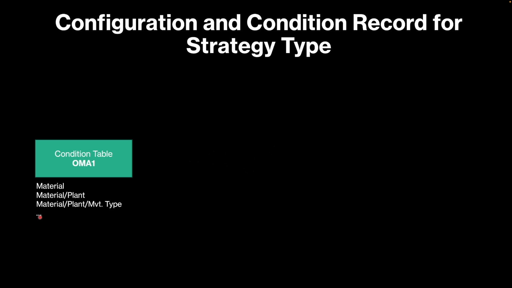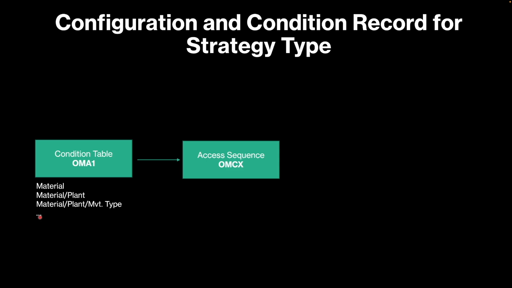Now once you have created this table, then you will create something called an access sequence. This access sequence will tell the system which table is to be called while determining the strategy type. Let's say that you have maintained strategy type for material and also for material and plant combination. So how will the system decide which condition record has to be taken into account? For that, you have something called an access sequence.